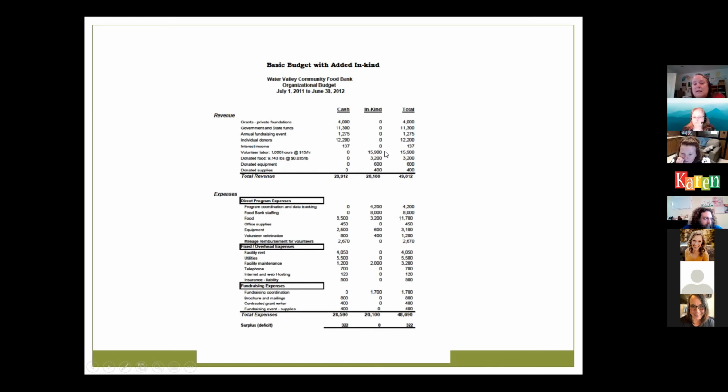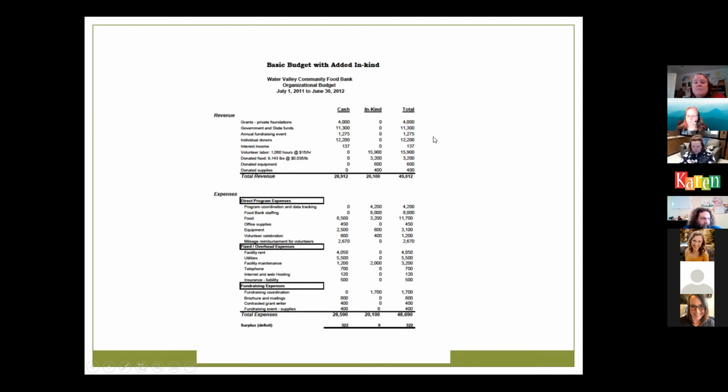And now what we have to do is take that same 20,100 and say, what are those volunteers doing with that time? So what are they doing? Well, here we've added another column, program coordination and data tracking. There's some time spent there. Food bank staffing, time there. Facility maintenance, fundraising coordination. So here's a volunteer celebration, some expenses there. So all of a sudden, we now have some staffing that we can see because we're showing what the volunteers are actually doing to make that organization happen.